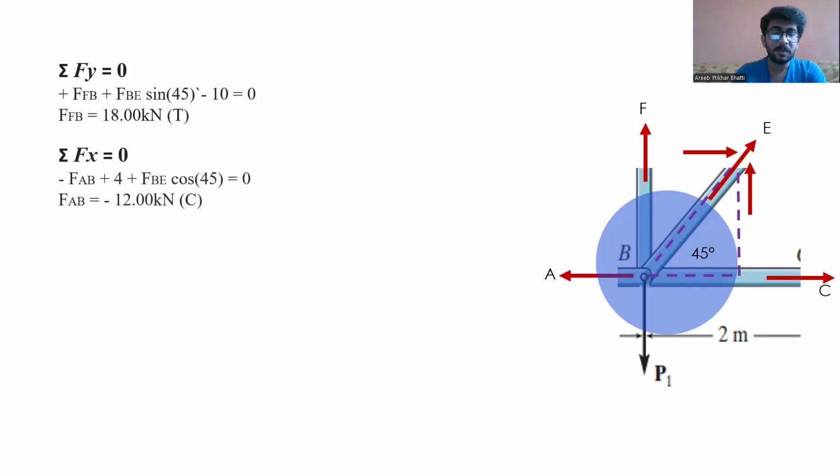And when we take the forces in x direction, we get negative force in member AB plus 4 kilonewton force plus force in BE member with its horizontal component force and angle 45. So we get the force in member AB, which is equal to minus 12 kilonewton. You see that the member AB is in compression.